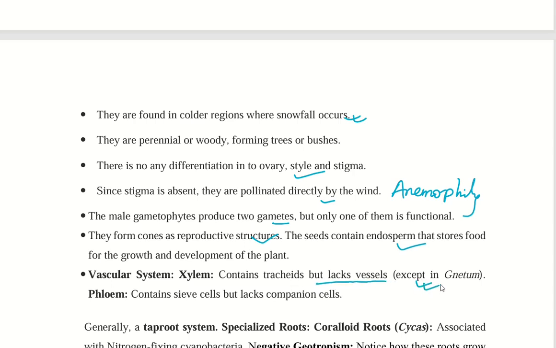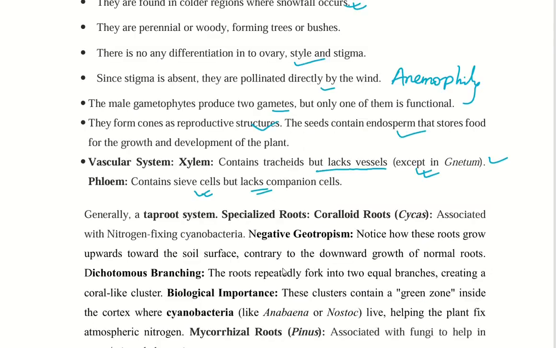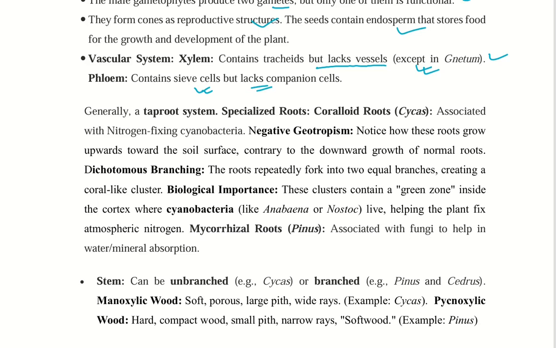But there is an exception here, that is in Gnetum, the vessels are also present. And in case of phloem, it contains sieve cells but it lacks companion cells. Here it contains sieve cells, not sieve tubes. In case of gymnosperms, there are sieve cells. And generally it is a taproot system with specialized roots, that is the coralloid roots, which are a characteristic feature of the cycas, associated with nitrogen fixing cyanobacteria.